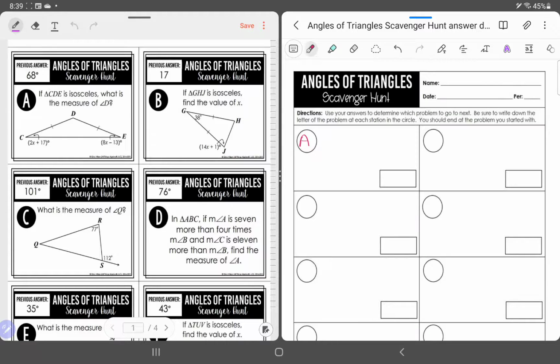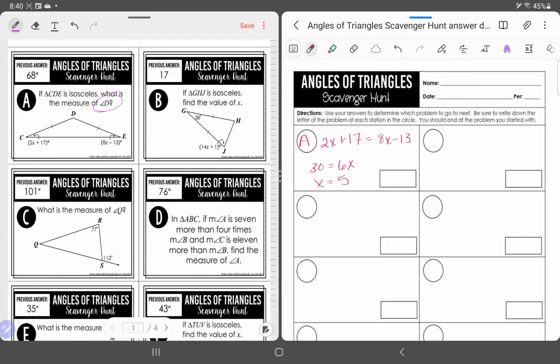For example, this is an isosceles triangle, and it asks us what is the measure of angle D. I can tell by an isosceles triangle, these are the base angles, so they are going to be equal. So I'm going to have 2x plus 17 equals 8x minus 13. I'm going to solve this to find out what x is. I can bring the 13 over to add to the 17, and that's going to give me 30. And then 8x minus 2x is 6x. So what does x equal? 5. So my answer is 5.